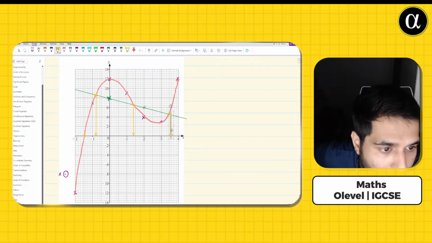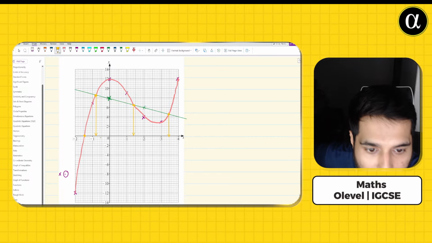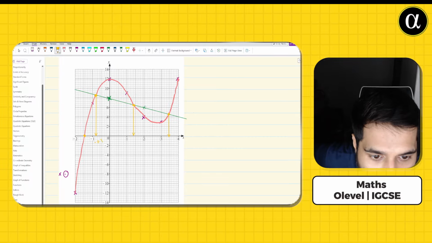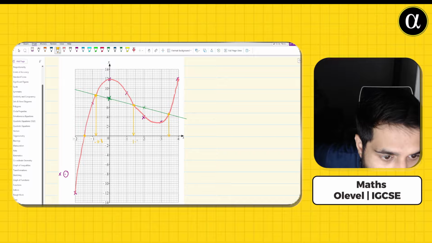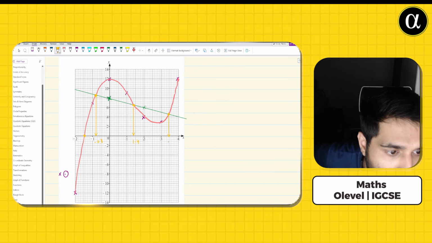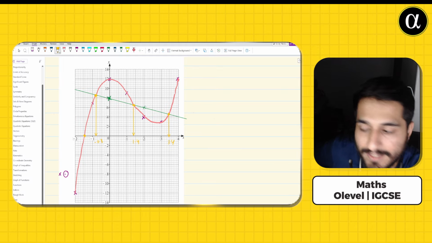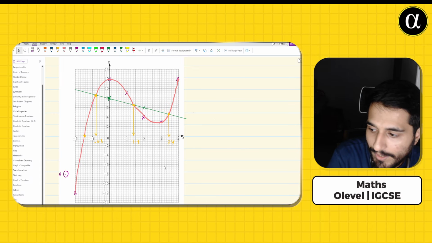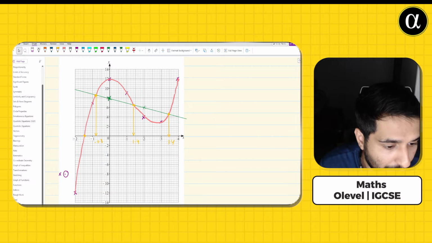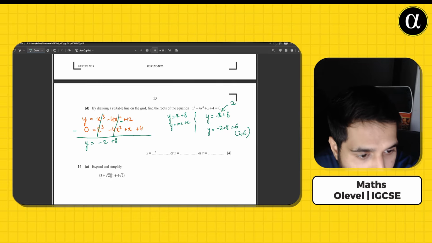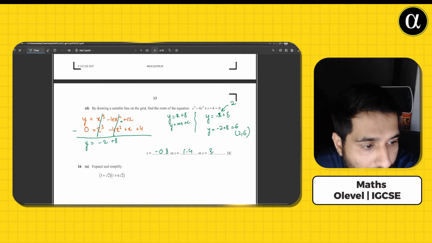Now what are these values? Let's write it real quick. So these values are minus 0.8, and this is 1.4, I believe, and this one is 3.4. Minus 0.8, 1.4, and 3.4. All right, we write it: minus 0.8, 1.4, and 3.4.